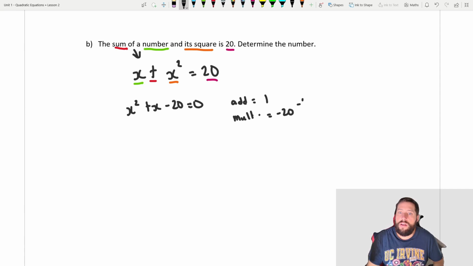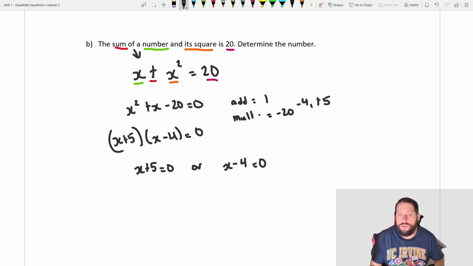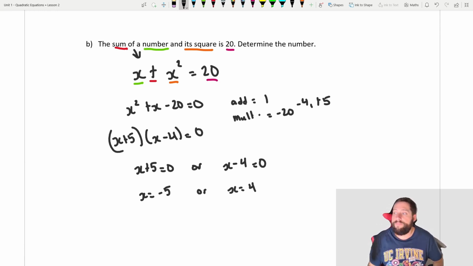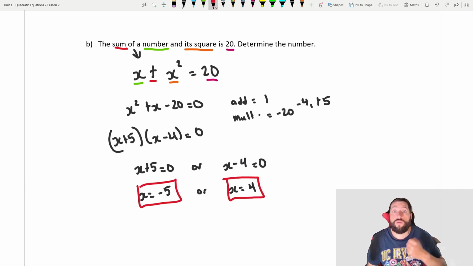And that's going to be negative 4 and positive 5. Okay, so now we can split this apart to be x plus 5 and x minus 4 is equal to 0, which means that x plus 5 is equal to 0, or x minus 4 is equal to 0, which means that x is negative 5, or x is equal to 4. So there's two possible answers for this question. And what I'd like you to do is verify to see if it's true.